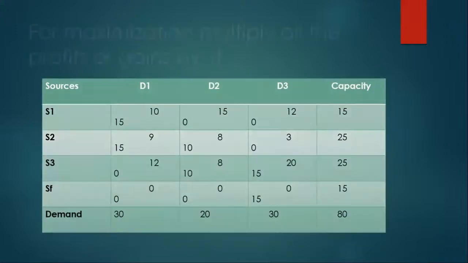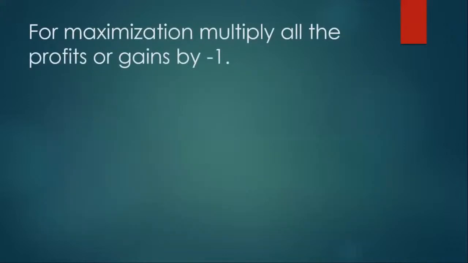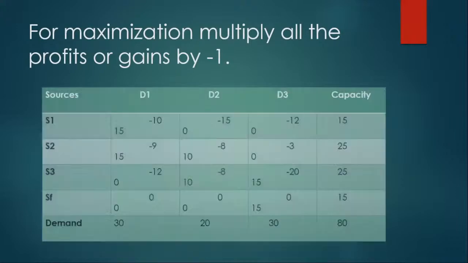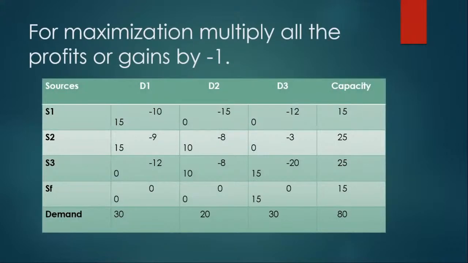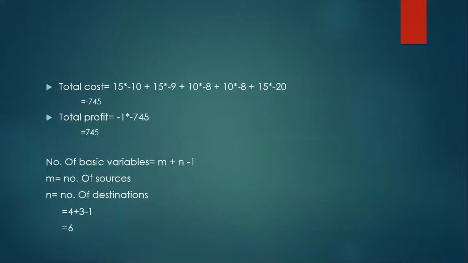For maximization, multiply all the profits or gains by -1. You can see that we have multiplied all the profits or gains by -1. Total cost, like we used in the minimization method, we multiply all the costs and we will get the total -745. And to get the total profit, we will multiply -745 by -1, which equals 745.